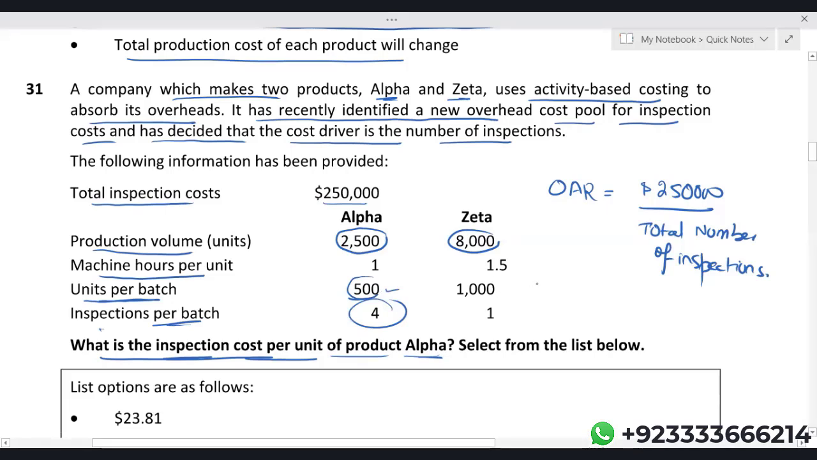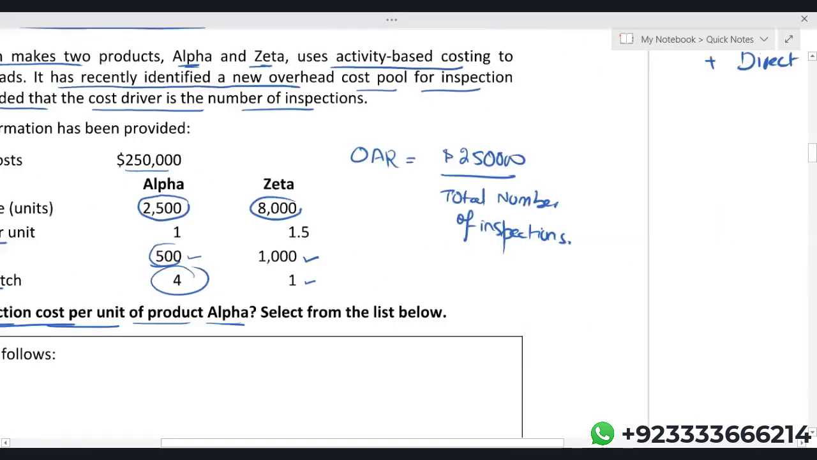In case of Zeta, per batch, they are producing 1,000 units and inspection per batch is 1. So let us first calculate how many batches of Alpha and Zeta we are going to produce, then how many inspections are required in Alpha, how many inspections are required in Zeta. So this is question number 31.